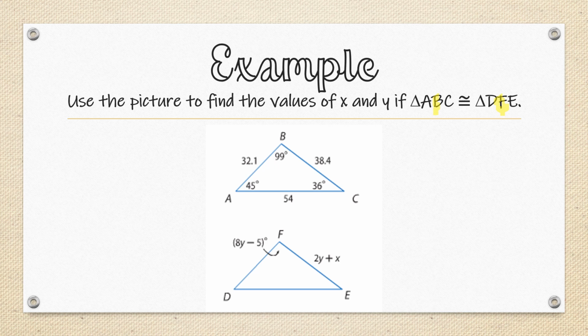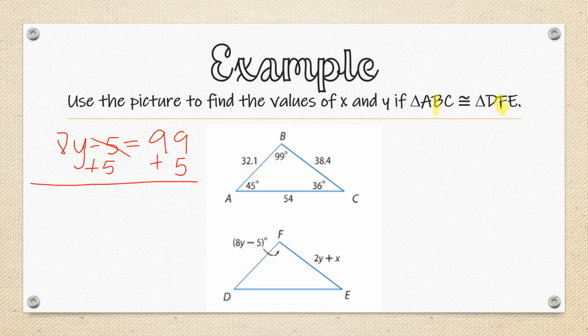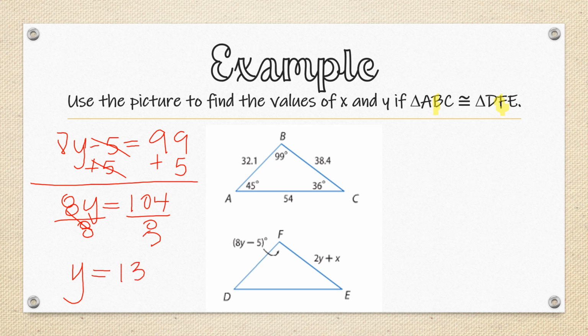If I want to find the value of y, I can set the measure of angle F, 8y minus 5, equal to the measure of angle B, which is 99. Then I'll solve this by adding 5 to both sides. That gives me 8y equals 104. Then I'll divide both sides by 8, and that will leave me with y equals 13.